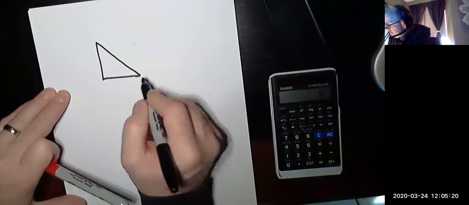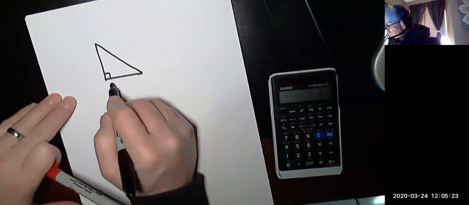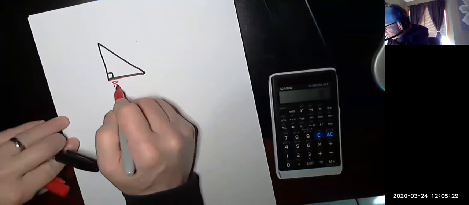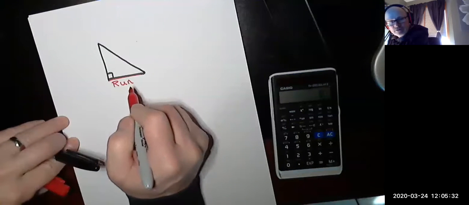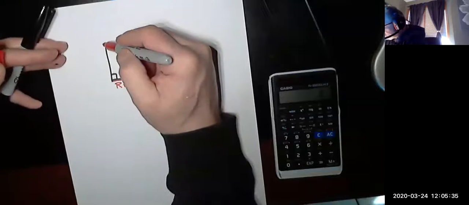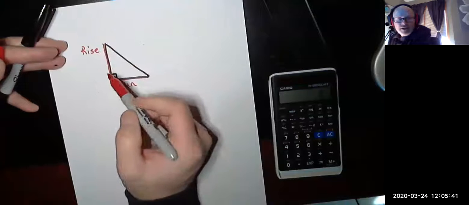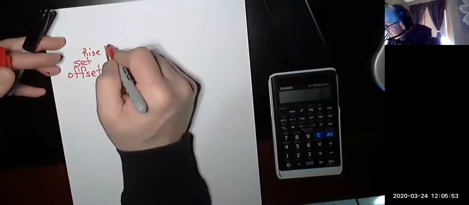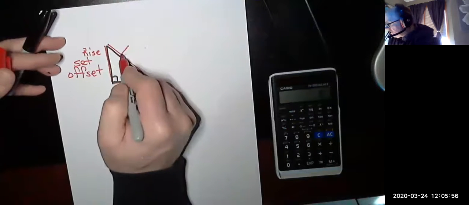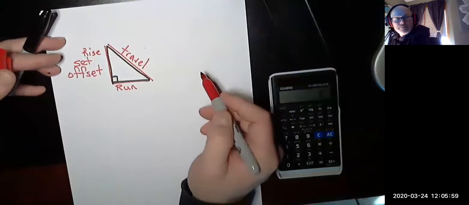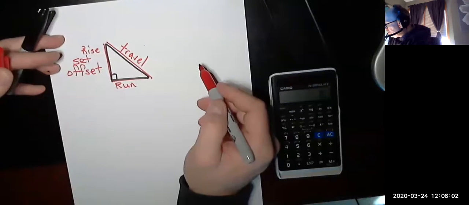All right, so now that we know that, in the trade, we actually have names for these sides, and we would call, on a right angle triangle, this line right here, this line right there, we would call that the run. Okay, and we would call this line right here, we would call that the rise. Now, a lot of times we also use some terminology like the set or the offset. We could call that line. And then this line right here within our triangle, we call this the travel. All right, so those are the three things.